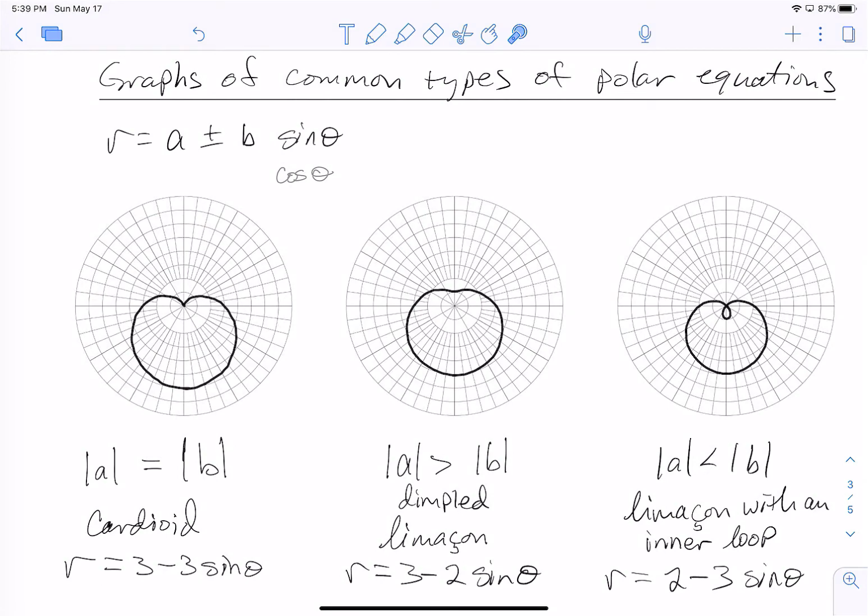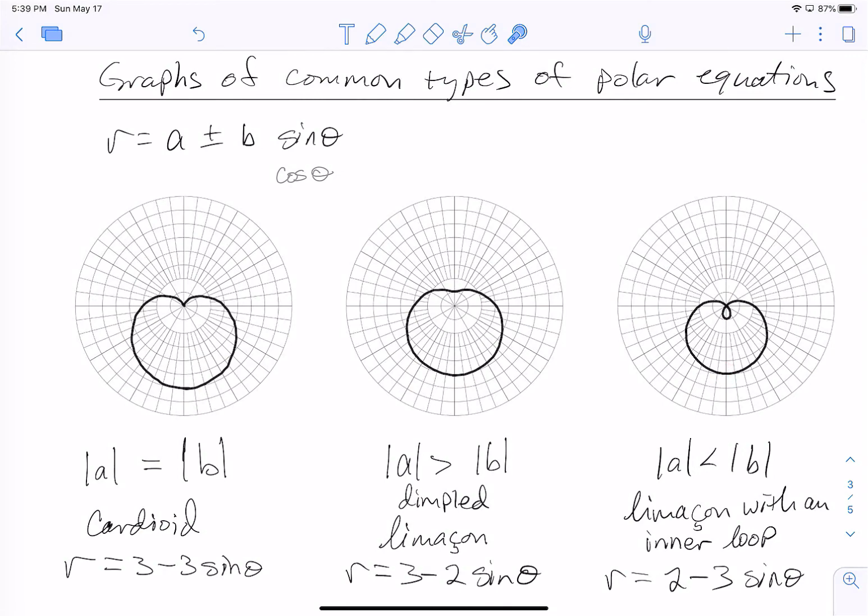So as you can see, when the sine of theta is equal to 1, we get 2 minus 3, which is a radius of negative 1, with an angle of pi over 2. And so along the line pi over 2, the radius is negative 1. We flip over the pole, and that's how we get the inner loop. And then when the sine of theta is negative 1, we have 2 plus 3, which is 5. And so that's kind of the maximum value we get.